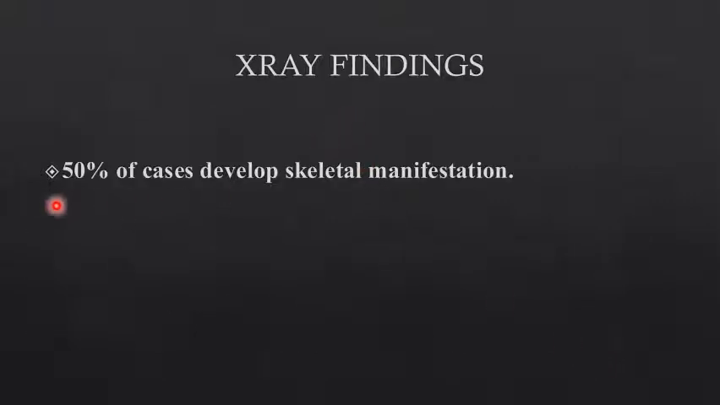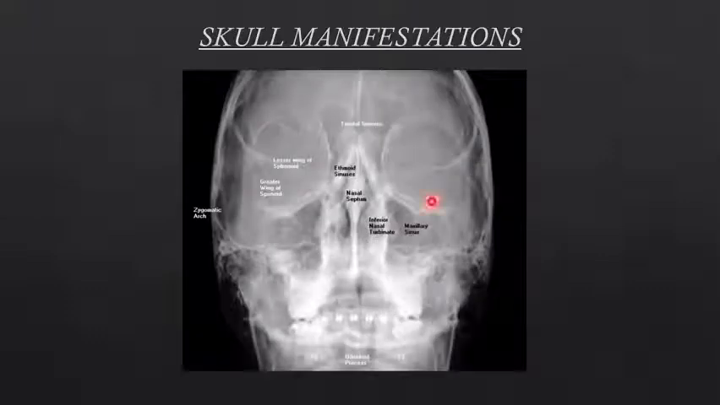X-ray findings. 50% of the cases develop skeletal manifestations, and these are usually picked up on an X-ray. Before we move on to the skull manifestations, I want you to know the normal anatomy of the sphenoid wings. The one that we see horizontally oriented on a skull X-ray is the lesser wing of sphenoid. The one that is vertically oriented is the greater wing of sphenoid.